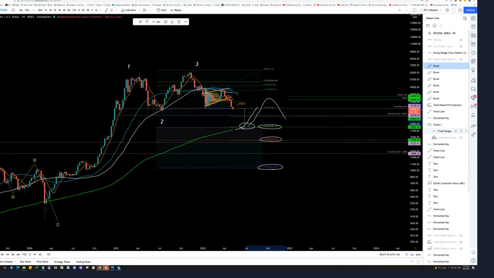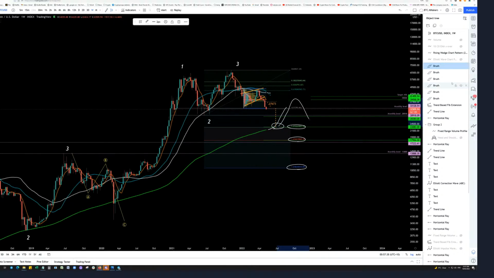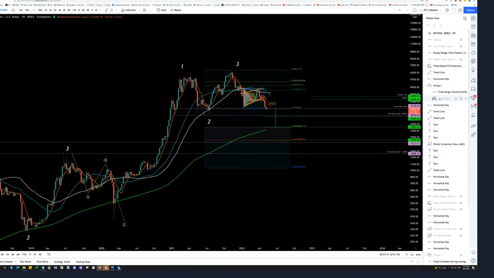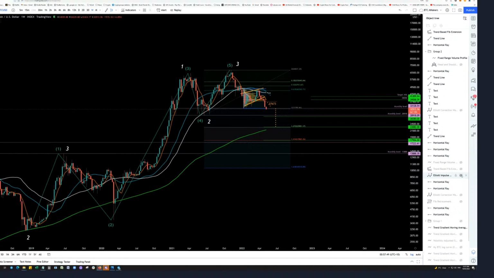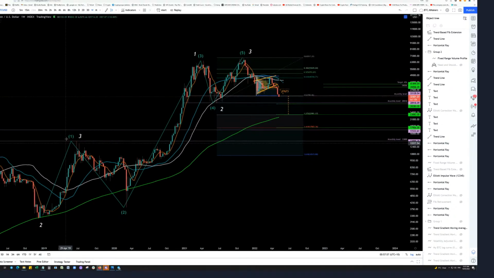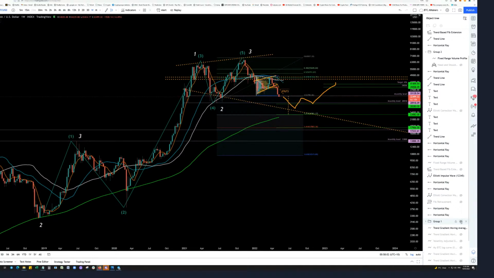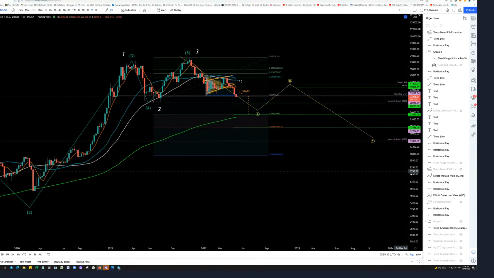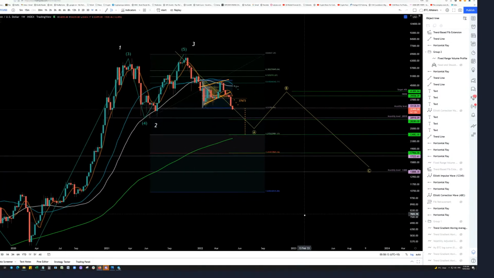Now where is my ABC correction? Give me a sec. Is this the one? No. Where's the other one? Oh, here we go. So this is looking at the big picture. We had our wave 1, 2, 3, 4, 5. Now we're looking for the ABC correction. Give me a sec. Okay. That's the one. So we're in a bear market.